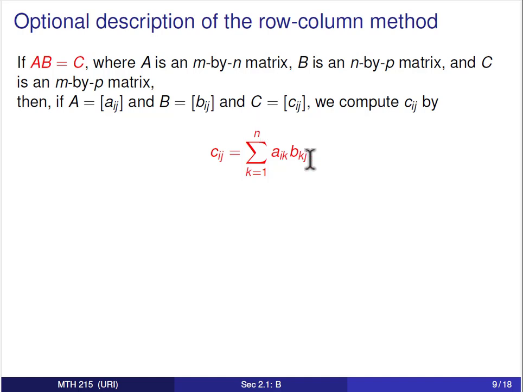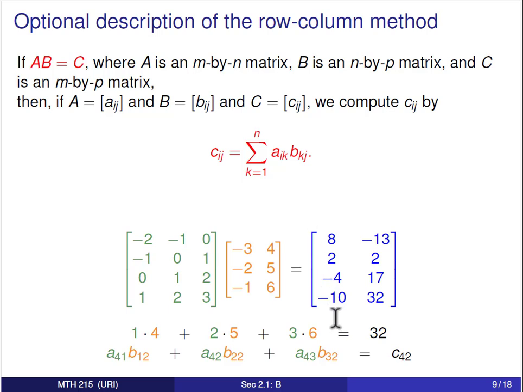If you're interested, try it out. Try substituting different values for i and j and see what the summation looks like. But this is a concise way of writing out how to calculate an entry for the product of matrices.